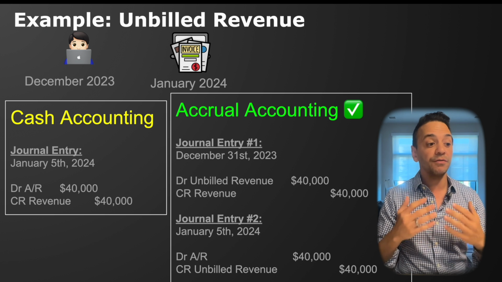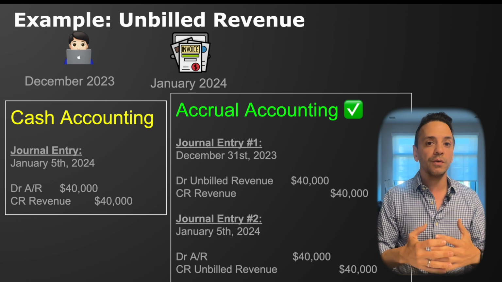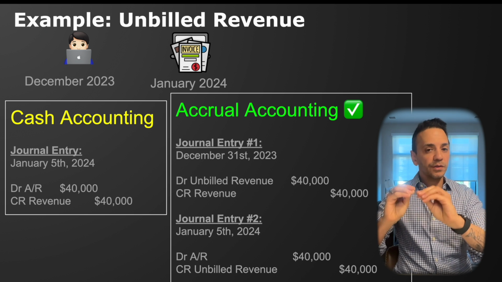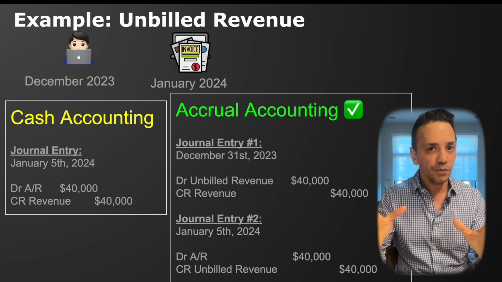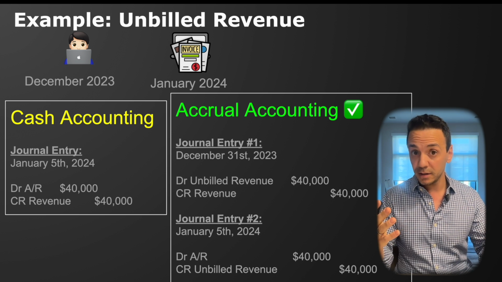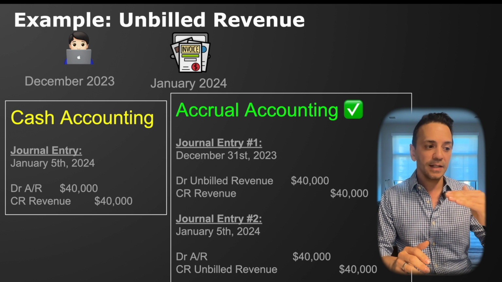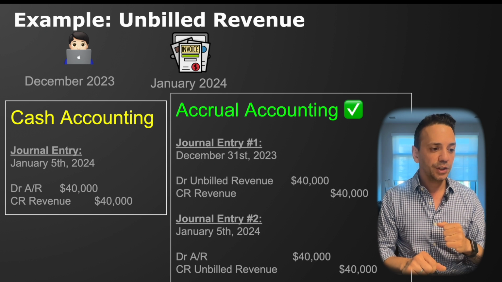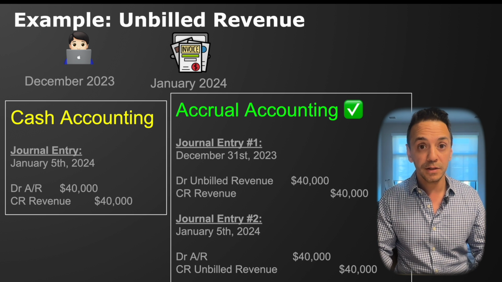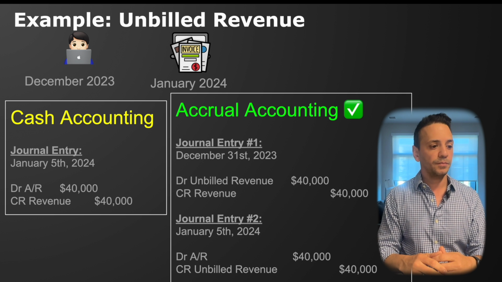Two journal entries. The first one at the end of December of 2023, we're going to record an adjusting entry to say, wait a minute, we delivered some services here that we haven't yet invoiced. So we're going to be debiting unbilled revenue, which is an asset, which is similar to accounts receivable, and it sits as a current asset on the balance sheet for $40,000, and credit to revenue to recognize revenue in this case because we did earn that revenue.